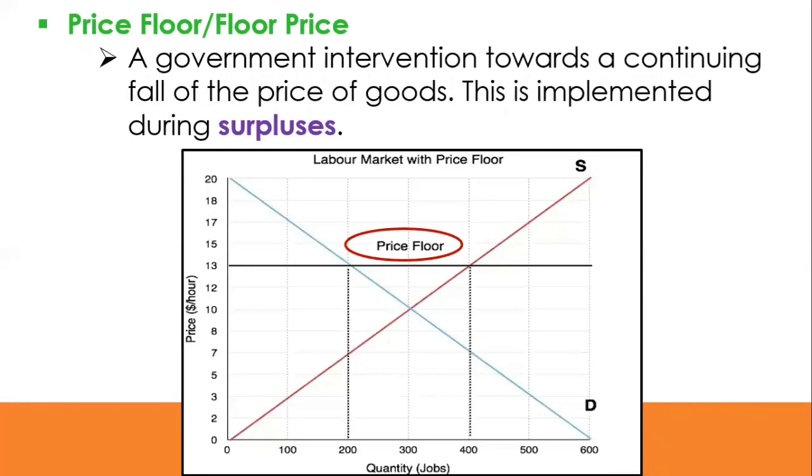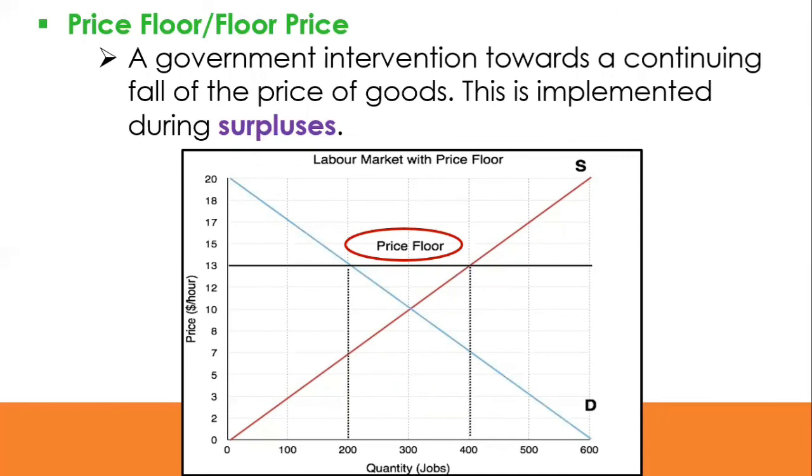And if we say price floor or floor price, this is a government intervention towards a continuing fall of the price of goods. And this is implemented during surpluses. As you can see, your price floor is implemented in your surpluses. This is located just above your equilibrium price.